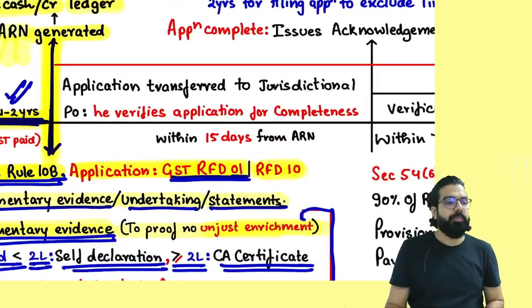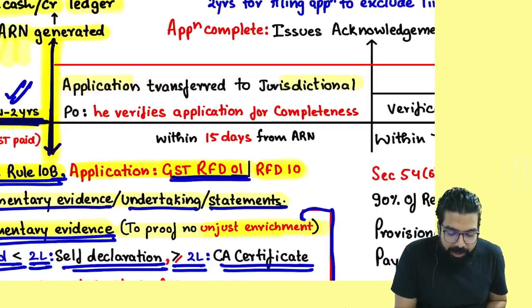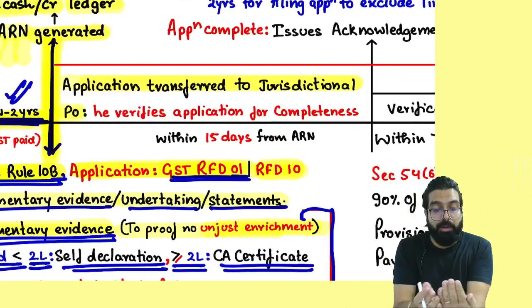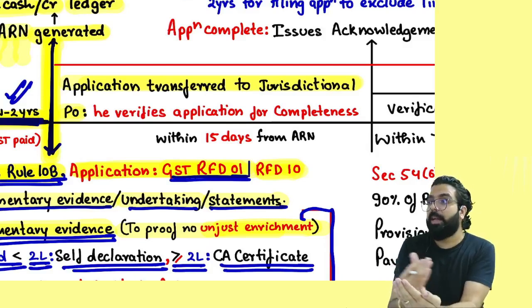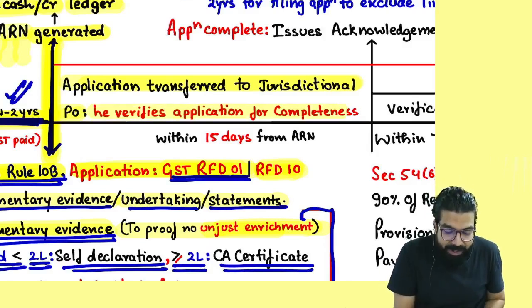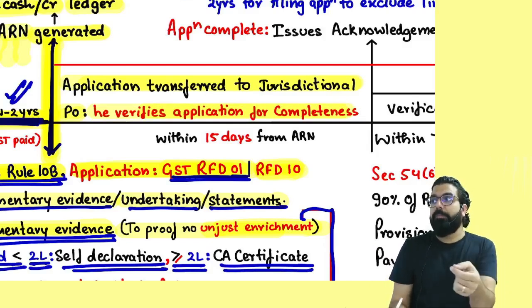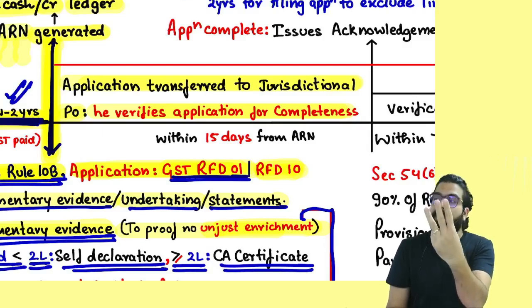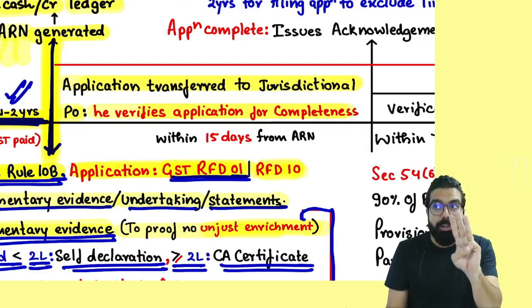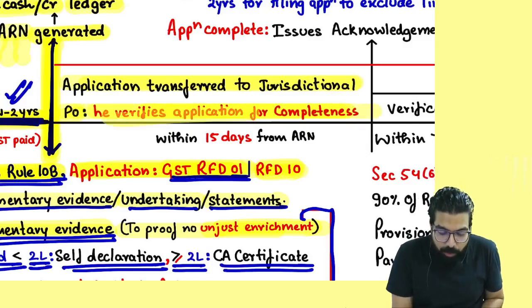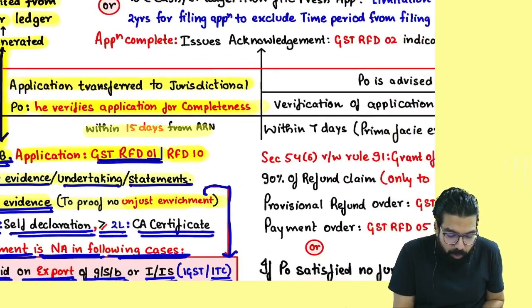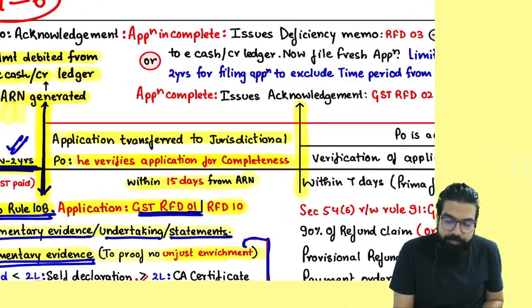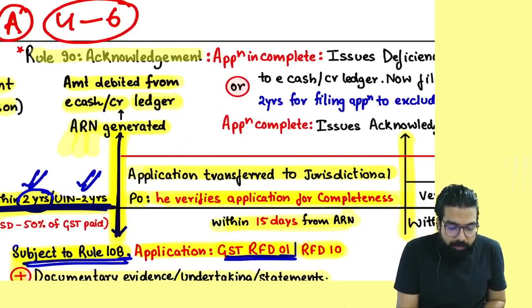Now listen. Your application will be transferred to your jurisdictional proper officer. The officer will start checking the application and verify it for completeness: whether the documentary evidences are complete, whether a CS certificate was required and has been given. All the things he will check. Once he checks that the documents are complete, he will give you, within 15 days, an acknowledgement.